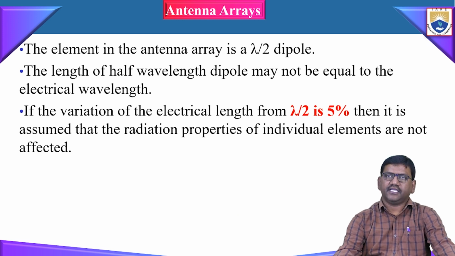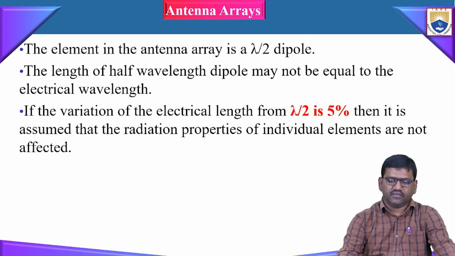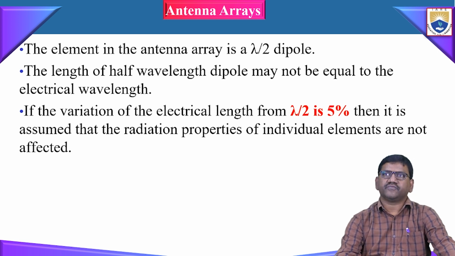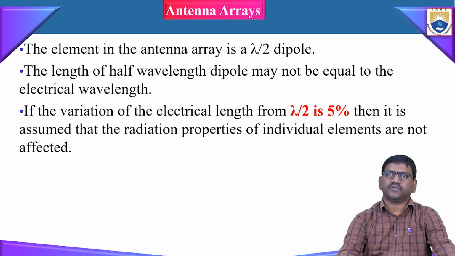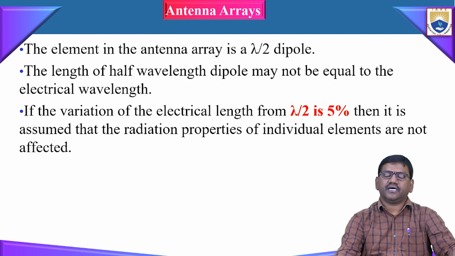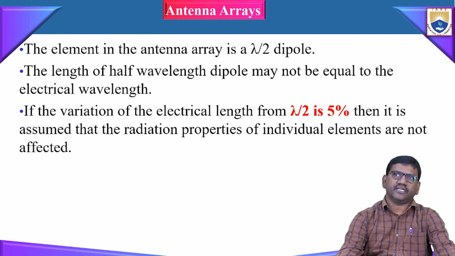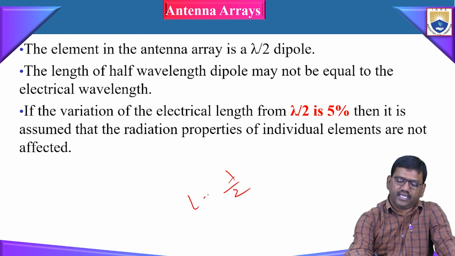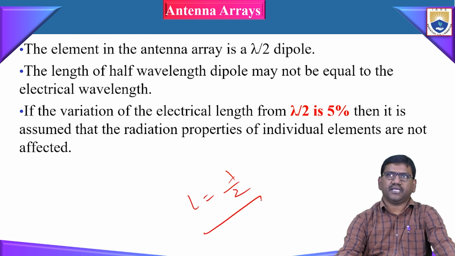The element in the antenna array is a lambda by 2 dipole. The length of a half wavelength dipole may not be equal to the electrical wavelength. If the variation of the electrical length from lambda by 2 is 5%, then it is assumed that the radiation properties of individual elements are not affected. So generally, for all the elements of an array, the length is taken as lambda by 2.